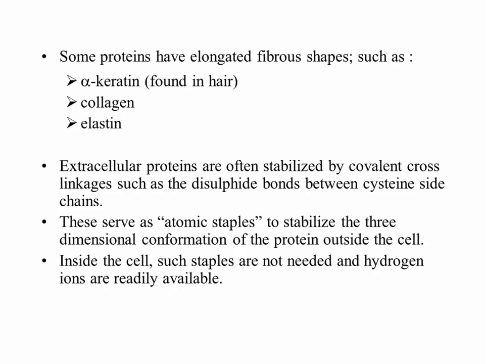Now, some proteins have elongated fibrous shapes, such as alpha keratin, which is a protein that is found in hair. Again, for us right now, this is all like Greek. Another example is collagen. Another example is elastin. Collagen is found in the skin. But we are not worried about the function of all these different proteins.